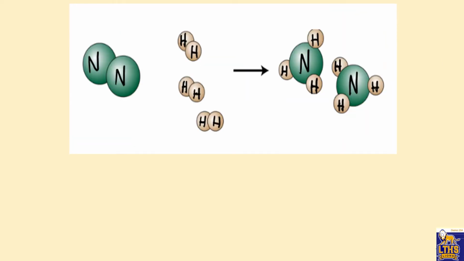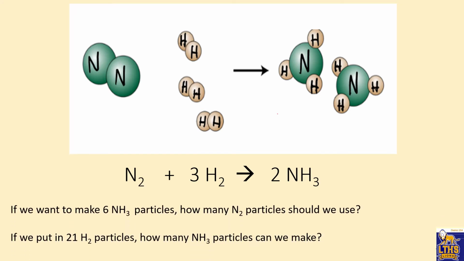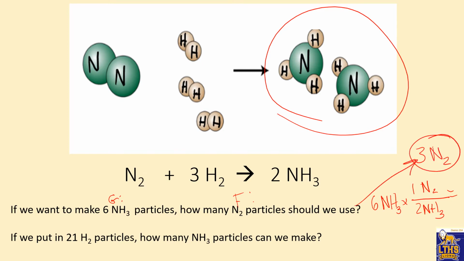Oh look, it's an equation in particle form. Can we translate that? Here we go. We have 1 N2, 3 H2, and 2 NH3. If we want to make 6 of these, that's what we're given. What do we have to do? We're trying to find how many N2 particles we would need. I want 6 NH3, and there are 2 NH3 for every 1 N2, so I'm going to need 3 N2 to go in. That's how many we should use.